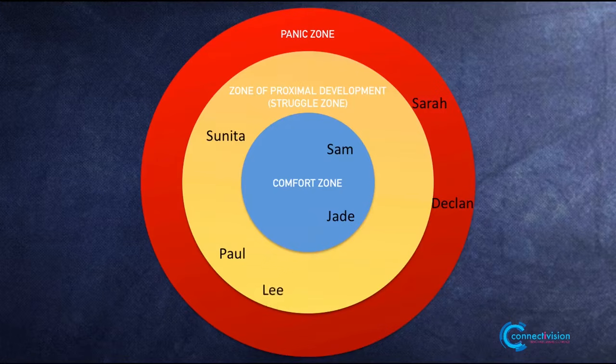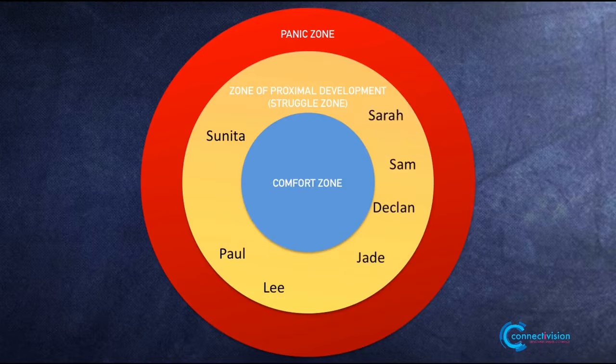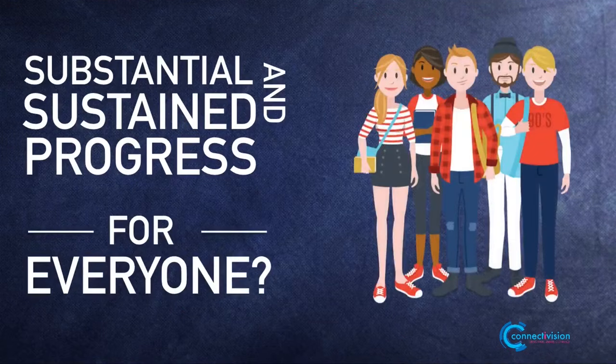Every learner can learn and progress in your sessions, but each will have a different starting point and needs to be challenged in relation to this. How are you going to ensure that your sessions are designed to keep each one of your learners within their zone of proximal development so that learning can be substantial and sustained?